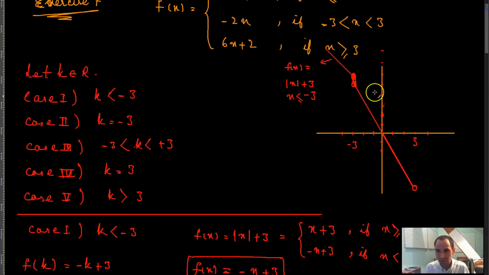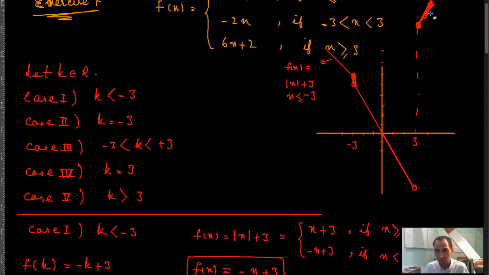It does not exist because right here you have this line that goes from negative 3 to positive 3, and then for x greater than or equal to 3, you'll have a line which is 6x plus 2, which is essentially some line that starts up here and has a slope like this, right? And so basically you have something like this over here.